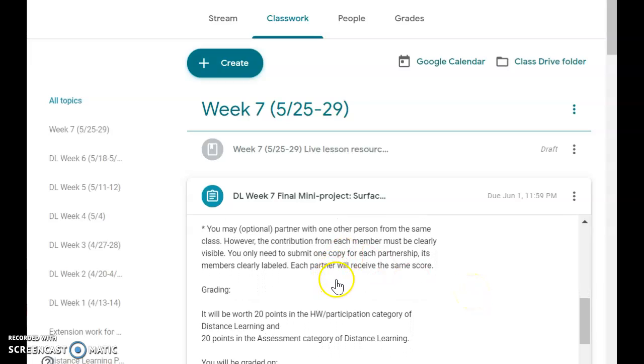It says you may work with another person, just one more person from the same class. However, the contribution from each person must be clearly visible. So for example, if you are solving this portion of the problem and your name is Susan Peck, then you might put SP on the area that you've done. If your partner's name is John Smith, you might put JS next to the problem that you solved or you checked together. So it needs to be really clearly visible which is your contribution, and it should be equally divided.